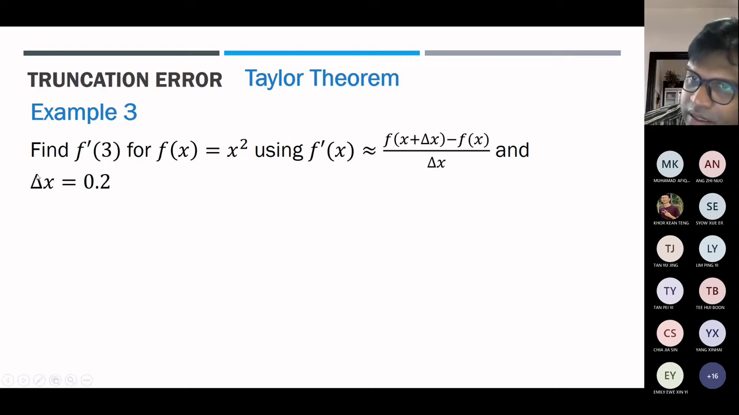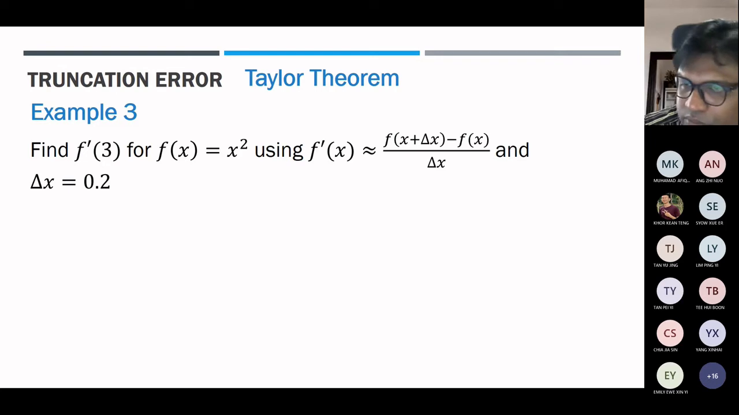They require us to determine the derivative of the function at x equal to 3 for the given function, f(x) equals x squared, by using the forward difference formula. Given the step size, delta x is equal to 0.2. Some books refer to it as h. Some books refer to delta x and so on.